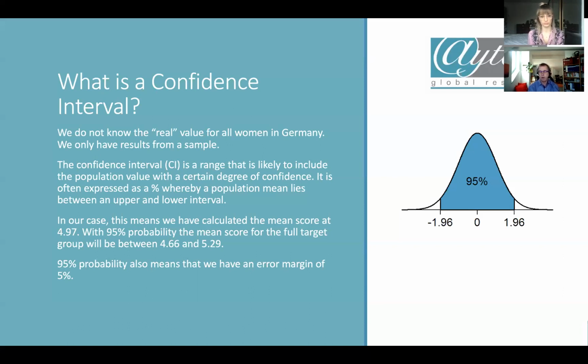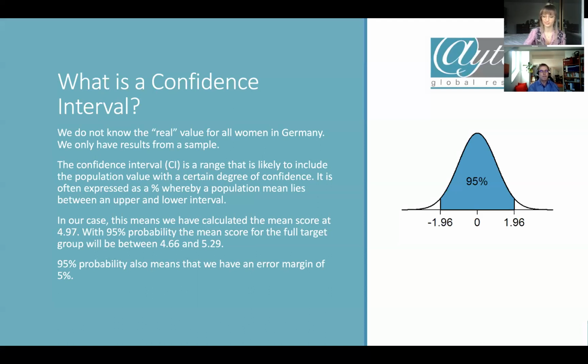95% probability also means the opposite holds true. So if we have 95% probability, we have an error margin of 5%. So in 5% of the cases, we might be wrong. So we can never be 100% sure. If you have a sample, you can also have a very odd sample, a very strange sample. And it also means in 5 out of 100 tests, in this case, you would have a wrong mean and a wrong result. Can happen. But that's why we try to minimize this risk and make it clearer.